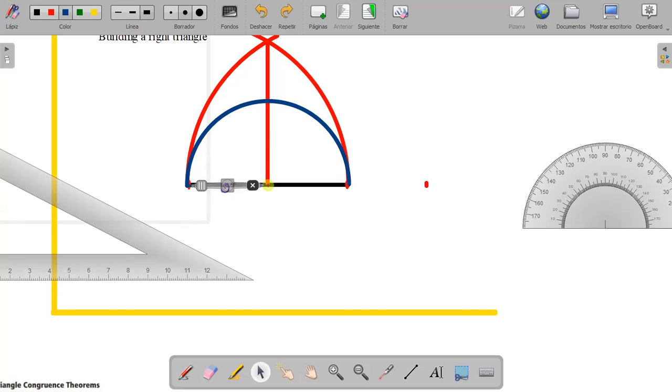A nosotros lo que nos interesa es crear un triángulo rectángulo. Bueno, pero los triángulos rectángulos están formados de ángulos rectos. Vean qué interesante lo que voy a hacer ahorita. Y ustedes podrían hacerlo también. Marcando cualquier punto. Vamos a ver, este de acá. Independientemente cualquiera que yo marque. Lo que se va a generar aquí es un ángulo de 90 grados.